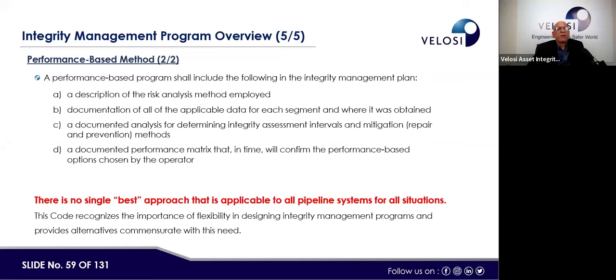A performance-based program shall include the following in the integrity management plan. For example, a description of the risk analysis method employed, documentation of all applicable data for each segment and where it was obtained, and a documented analysis for determining the integrity assessment intervals and the mitigation and preventive methods. Also documented performance metrics, over time, that confirm the performance-based option chosen by the operator.